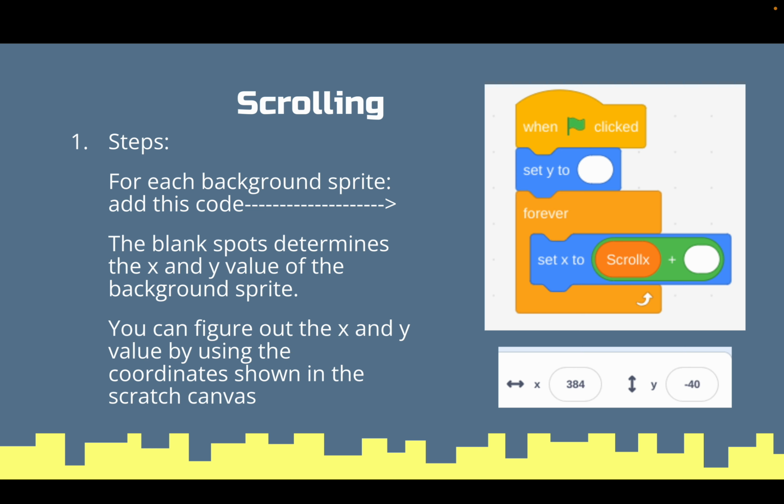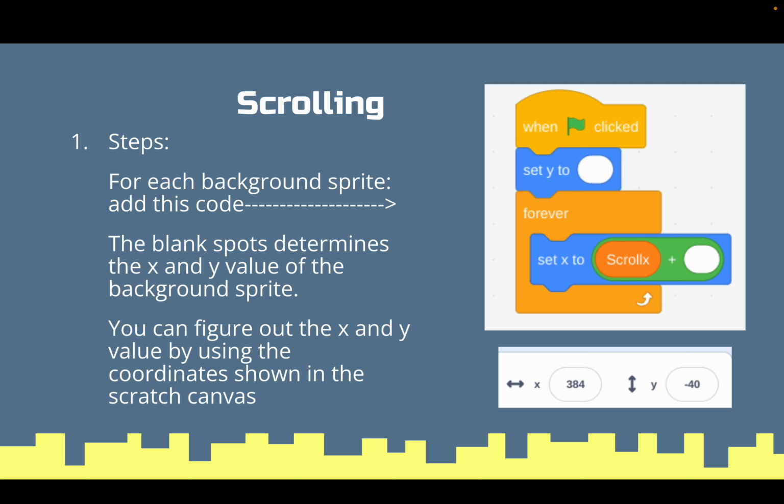So on the x-axis, right? Where is it on the x-axis? And then how far is it away from the other platforms? So if I want to have a gap in between two platforms, or if I want them right next to each other, you can figure out the x and y value by using the coordinates shown in the stretched canvas.